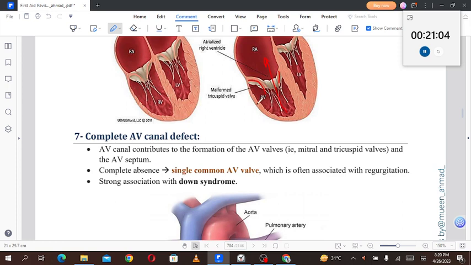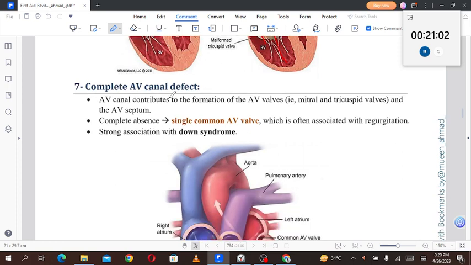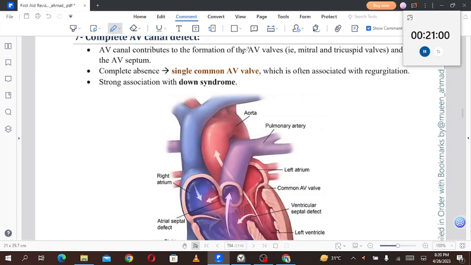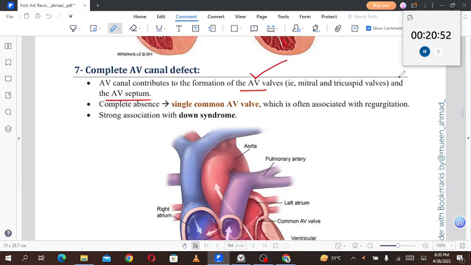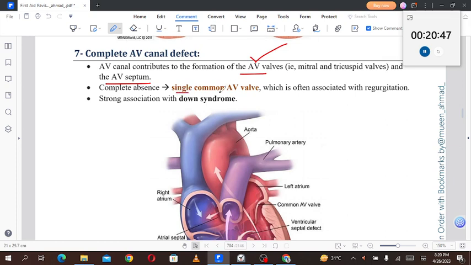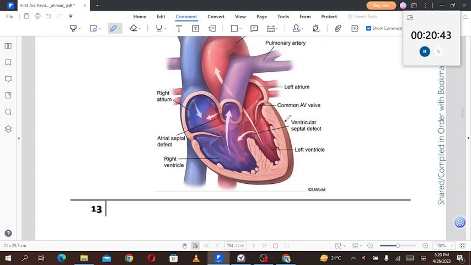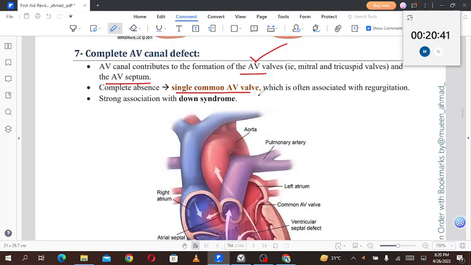Then we have a complete AV canal defect. The AV canal contributes to the formation of the AV valves, that is the mitral and tricuspid valves, and the atrioventricular septum. In complete absence, there is a single common atrioventricular valve, which was seen in Down syndrome. This single common atrioventricular valve is often associated with regurgitation and has a strong association with Down syndrome.